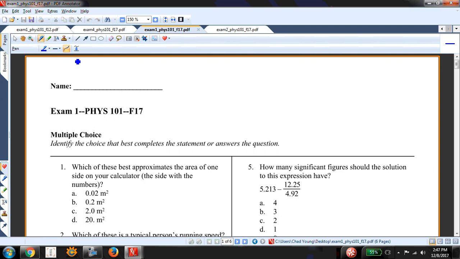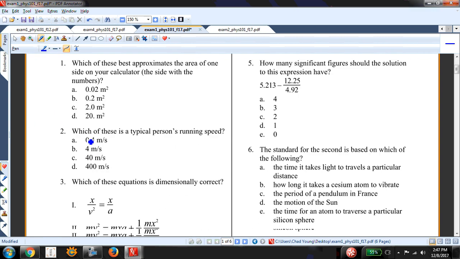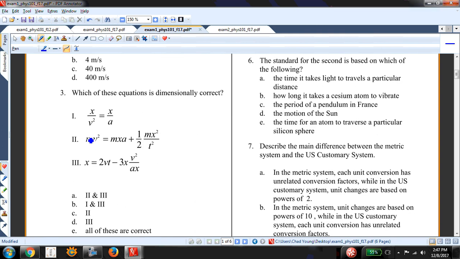It might be useful for you to go back and look at your notes, look at the concept test, look at the problems that we worked in class, or look at the other old exams. So let's start with exam 1 from fall 17. Somebody asked about question number 3 on here. Which of these equations is dimensionally correct?